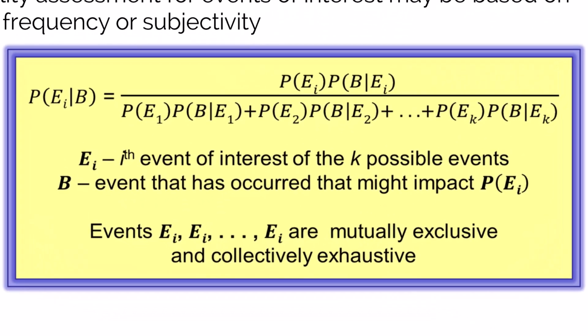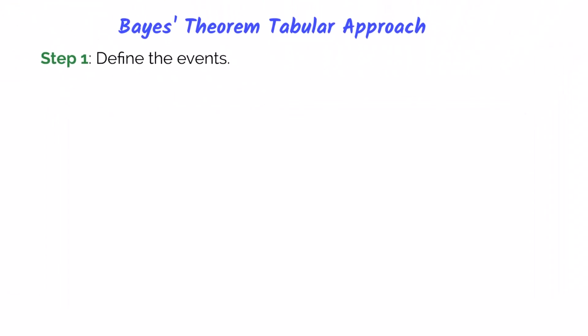So here is the structure of Bayes' theorem. As you can see, it does look a bit overwhelming. We'll use a tabular approach to break it down into its smaller parts. The first step is to define our events for our business problem.